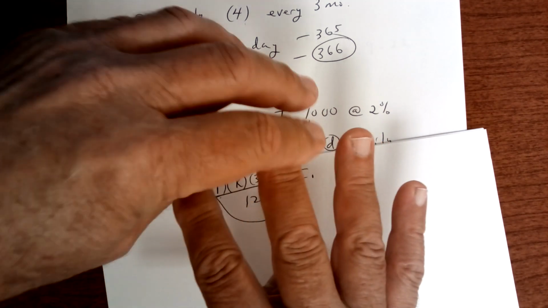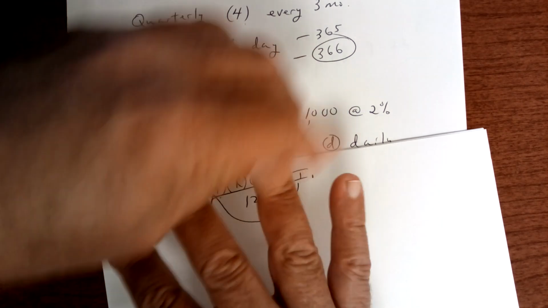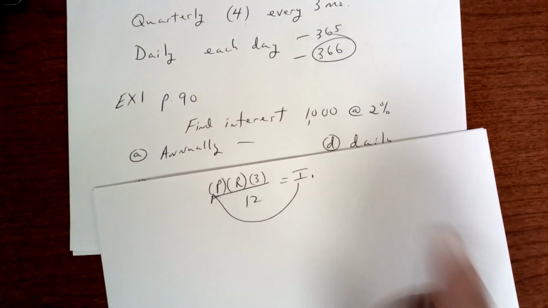So you earn interest here, you add it. You earn interest here, you add it. You earn interest here, you add it. You earn interest here, you add it. Now that's why they give you a formula.